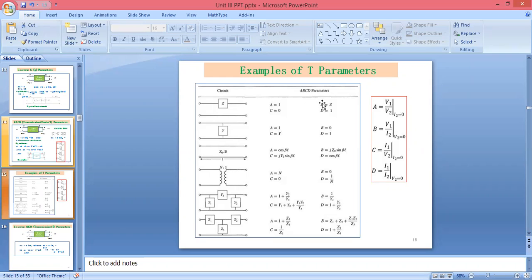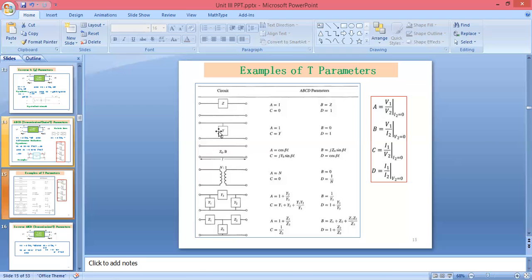If you are calculating B, मतलब क्या है? V1 upon I2. But we know V by I is nothing but R, that is impedance. Impedance means here we are having the value for impedance as Z, because voltage will be same. तो I2 को मैं क्या लिख सकती हूँ? V1 into Z. V1 will get cancelled and you will get here impedance that will be Z. So here B you will get as Z. If you calculate C and D, you will get C equal to 0, D equal to 1.